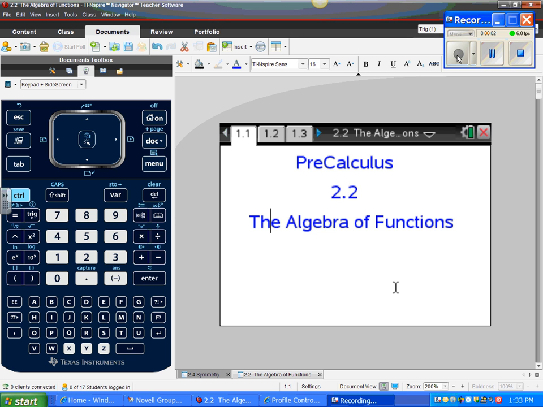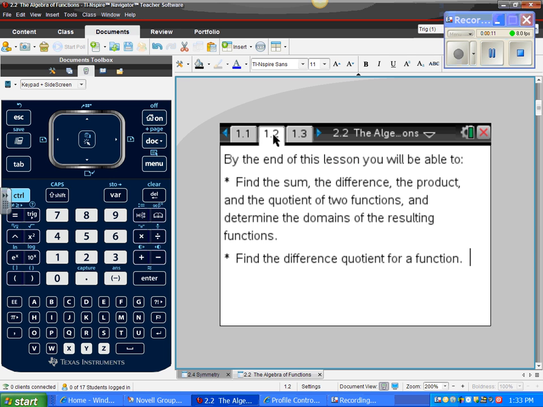Okay, so this is lesson 2.2 for Mrs. Cucci's College Now Pre-Calculus class, so you should have file 2.2 open and ready to go. By the end of this lesson, you will be able to find the sum, the difference, the product, and the quotient of two functions, and determine the domains of the resulting functions.